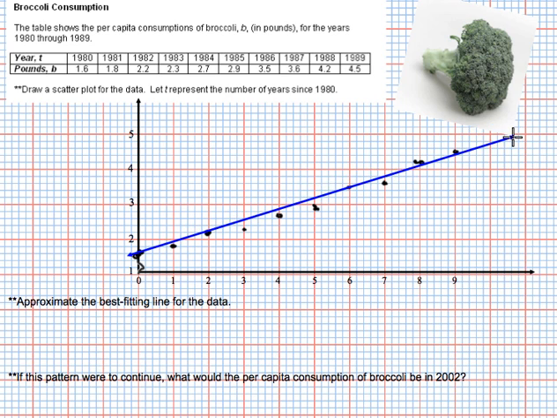But I'm going to take a look at this line, and I need to decide, do I have about the same number of points above the line as below the line? Looks like it could go just a little bit further down. So that right there looks like a pretty decent line. Again, everybody's line is going to be a little bit different than anybody else's, but our equation should still be fairly close. So now the next step is to approximate the best fitting line.